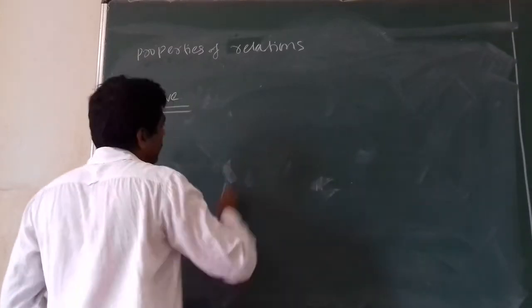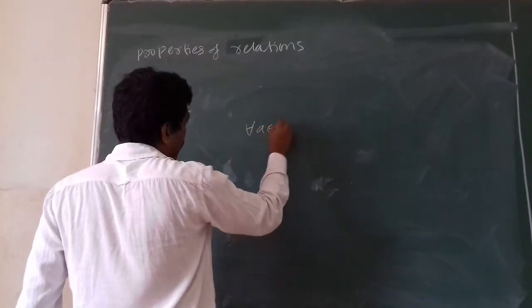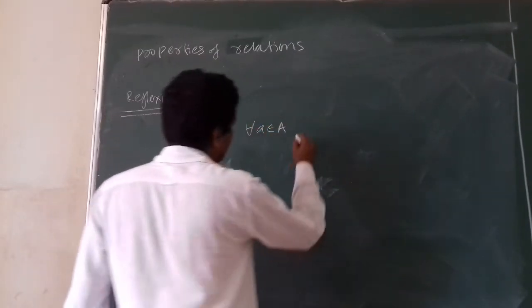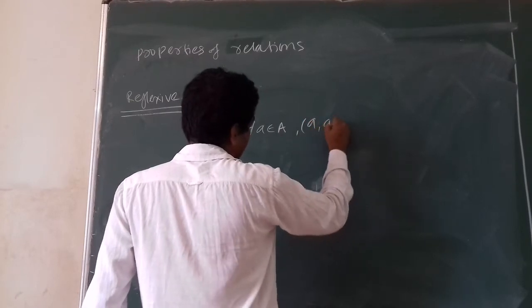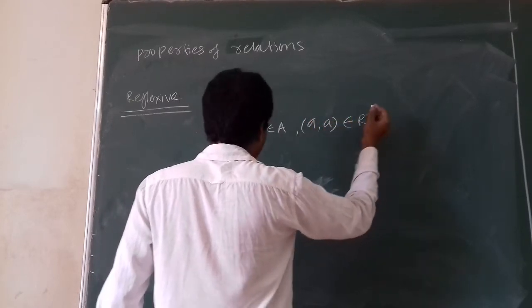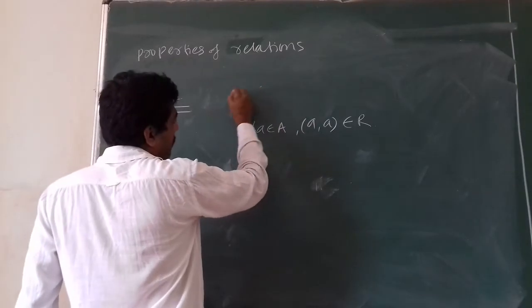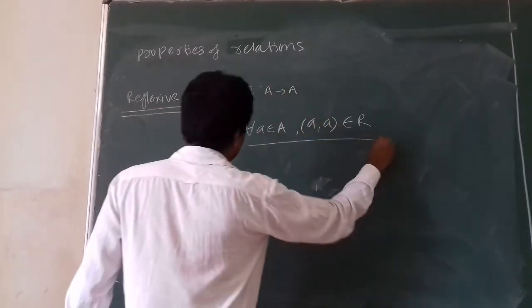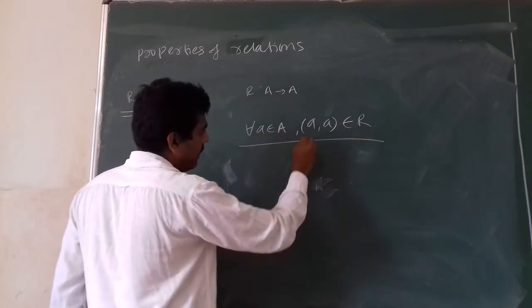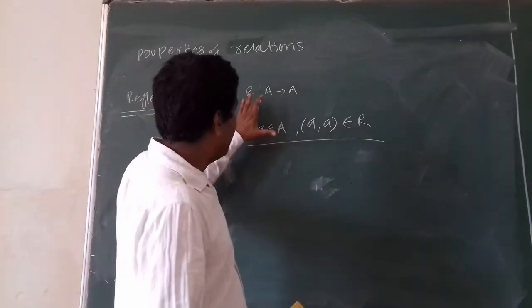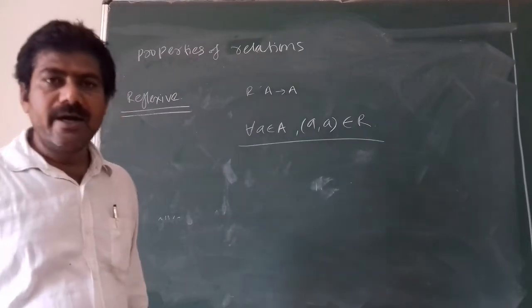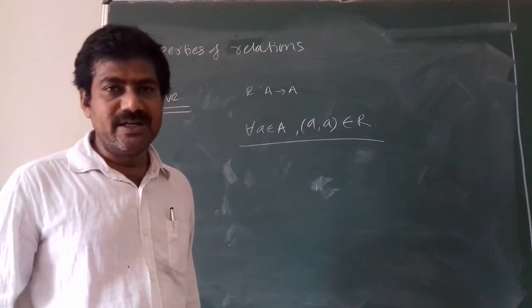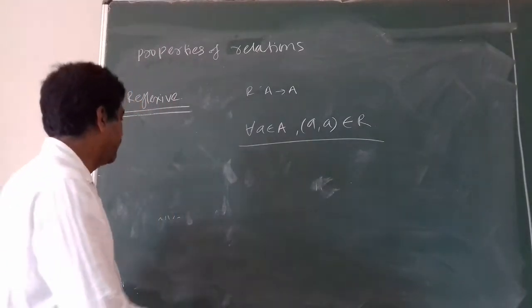The other way to represent this: for all a belonging to capital A, the pair a comma a belongs to capital R, where R is the relation from A to A. So for all a belonging to capital A, all elements of the set A are related to itself, then we call that relation a reflexive relation. Okay.